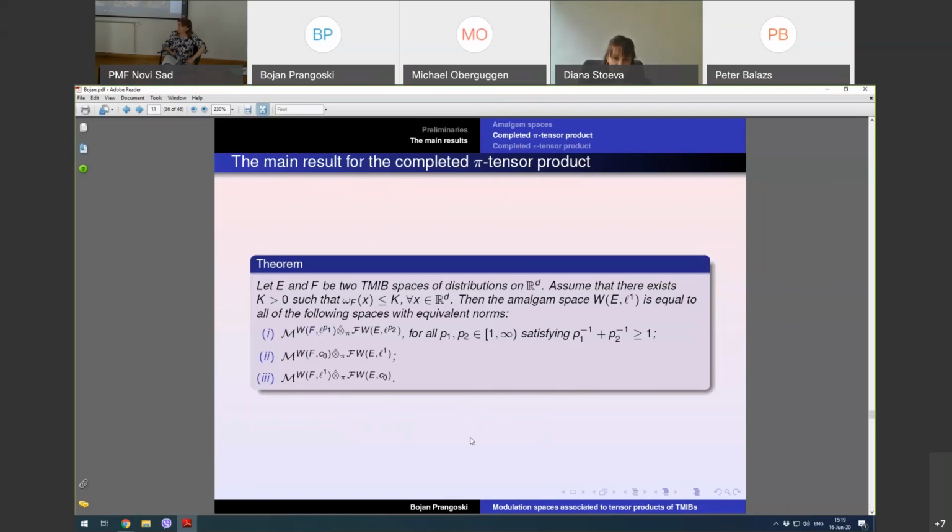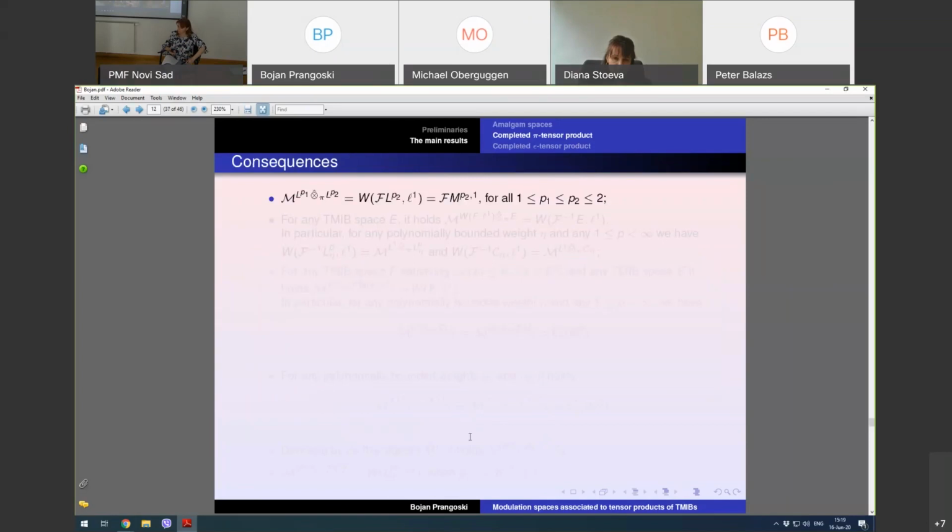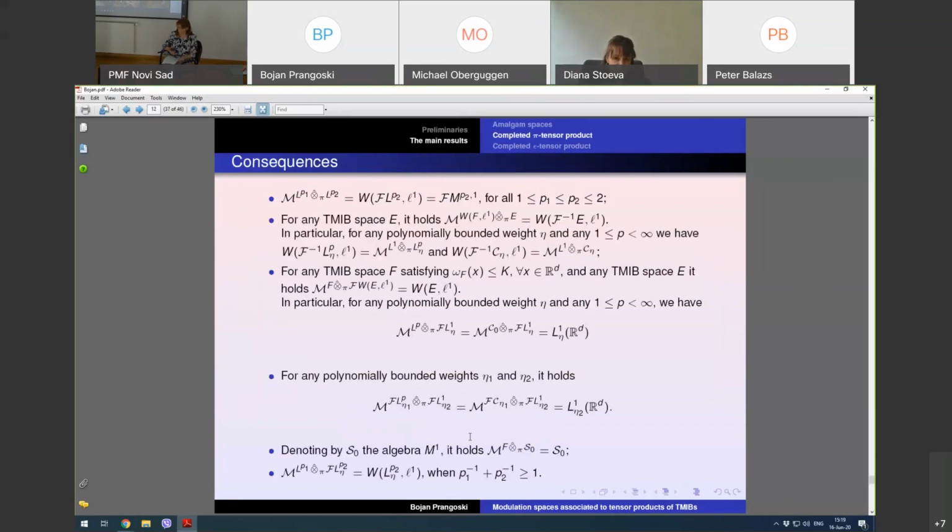And once we have this theorem, now we can deduce a lot of things from it. And because I do not have much time left, I'll just state a bunch of consequences. So first of all, the first thing is the original problem. The tensor product of L^p1 and L^p2, when p1 and p2 are between 1 and 2, is always the amalgam space of the Fourier side of L^p2 with global component L^1.